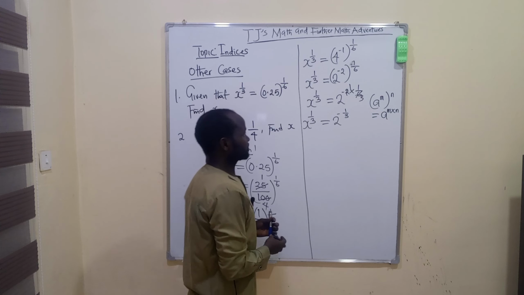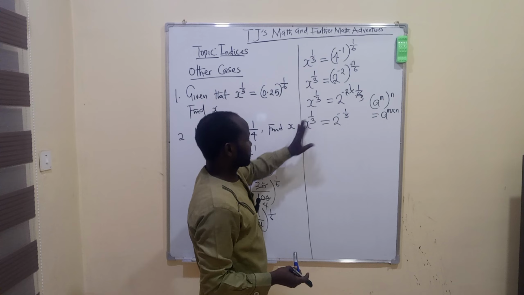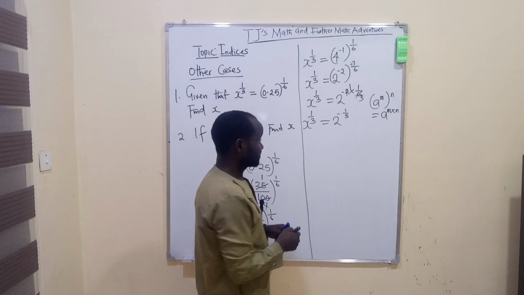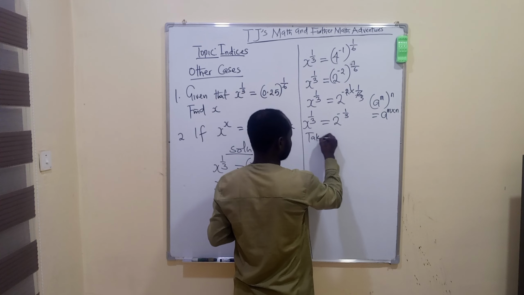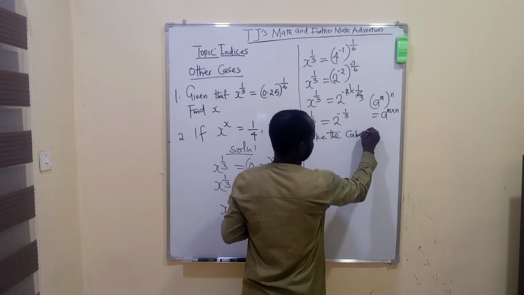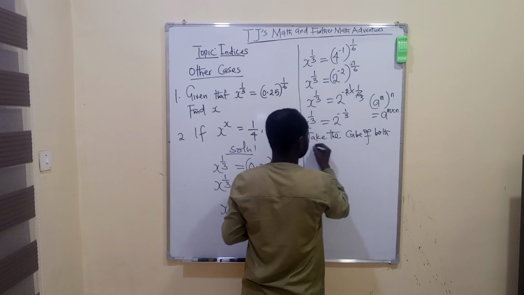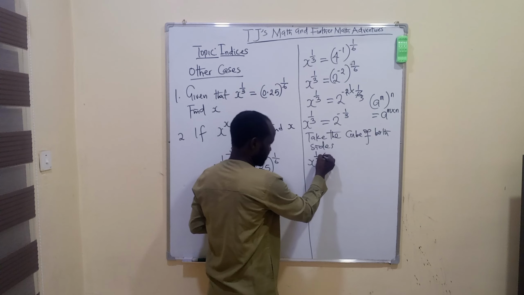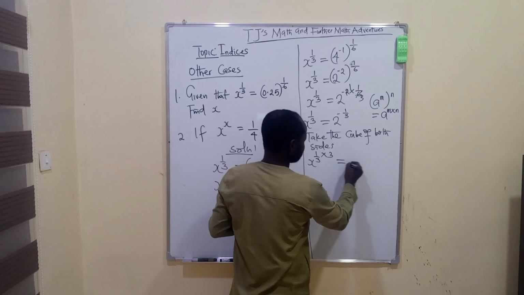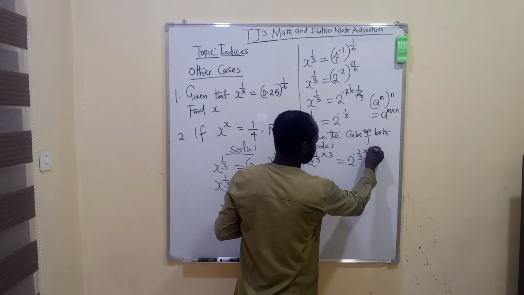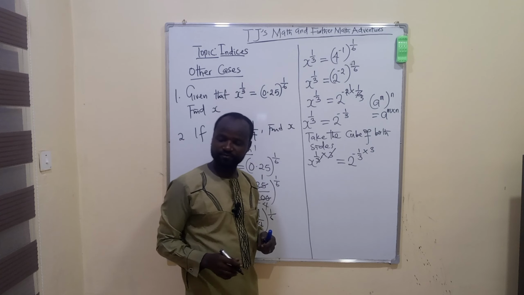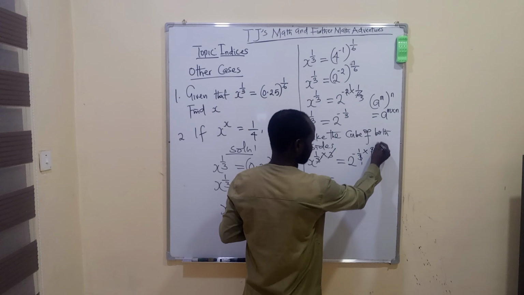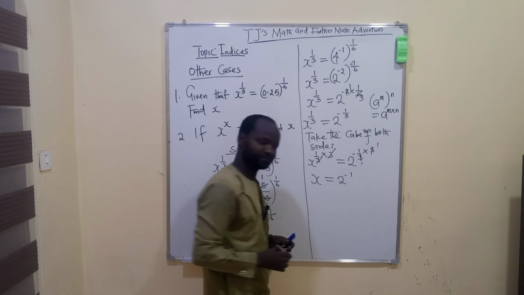At this point, we are trying to find x. So to find x here, we can take the cube of both sides. Meaning I have x power 1 over 3 times 3 equals 2 power minus 1 over 3 times 3. This 3 will divide this to be 1. I'm left with x equals 2 power minus 1.